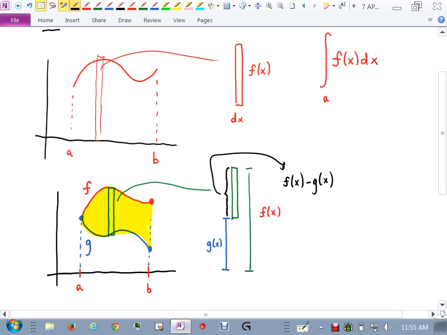So what's the area of that little rectangle? It's the height, which is f of x minus g of x, times dx. And now I want to add them all up, and I want there to be an infinite number of them. I want to move all the way across and add up an infinite number of those rectangles. So I need the integral, don't I? So I come in with an integral. Where do I want to start? A. And where do I want to end? B. And that becomes the formula.